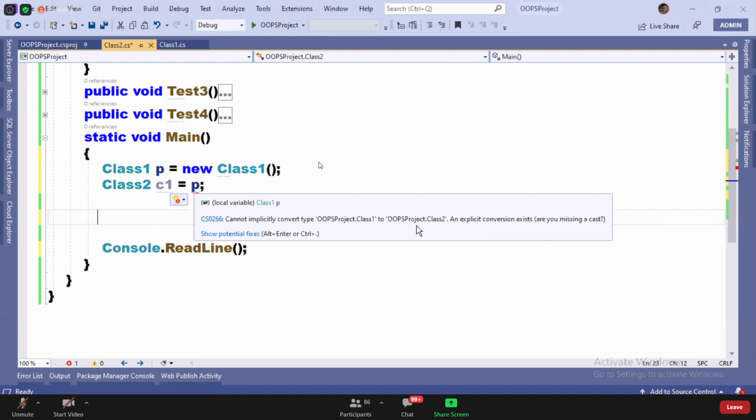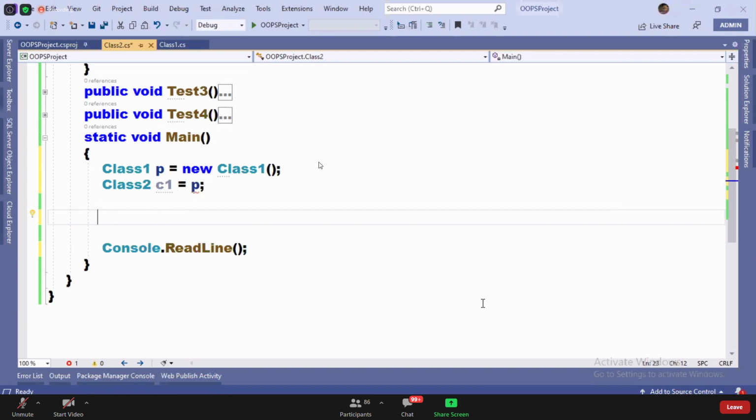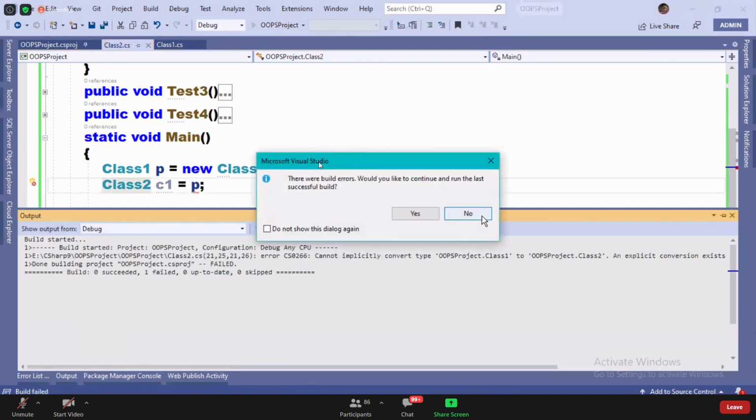I cannot implicitly do this conversion. Check if there is any explicit conversion. The question mark is telling you implicit conversion is not possible; check if at all you have an explicit conversion option. Guys, understood? Implicit conversion is not possible. So this is a compile time error. If you try to run, you will get a compile time error.